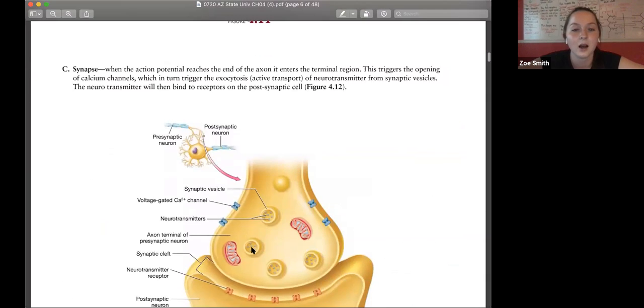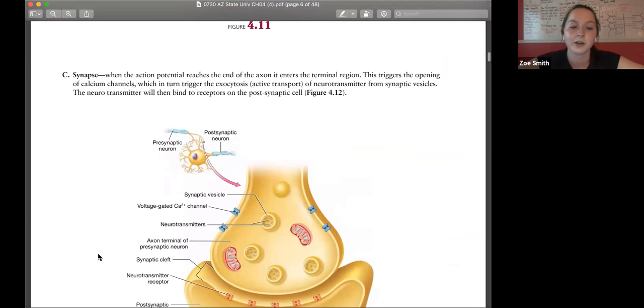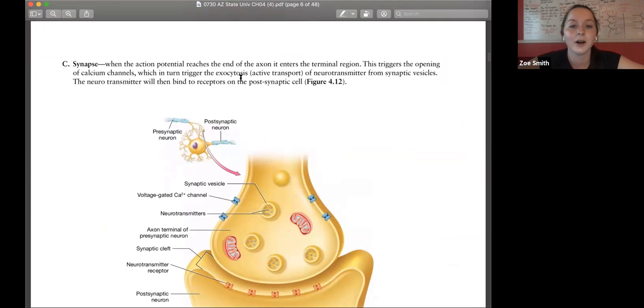Awesome. Let's move on to the synapse. When the action potential reaches the end of the axon, it enters the axon terminal. I already talked about this, but I want to make sure I talk about it again. This triggers the opening of calcium channels. I forgot to talk about that. The calcium channels right there are going to open, which in turn triggers the exocytosis of neurotransmitters from the synaptic vesicles. The neurotransmitter will then bind to its receptors on the postsynaptic cell.